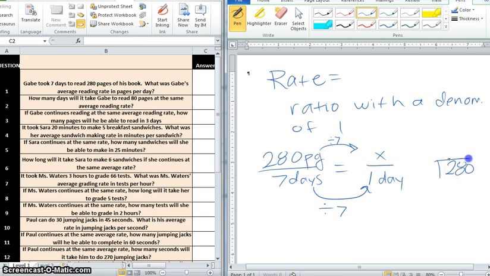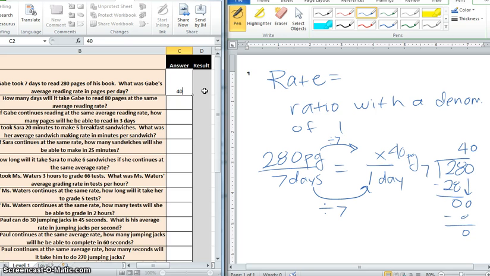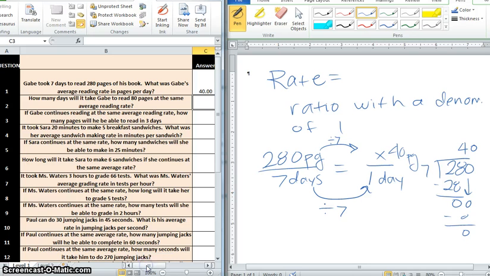And I know that that is going to give me, 7 goes into 28 four times. Subtract and I get nothing. Bring down 0. 7 goes into 0 zero times. There's nothing left over. So 40 pages per day. So then I'm going to type in my answer, 40. I got it right. Okay, let's look at number 2.